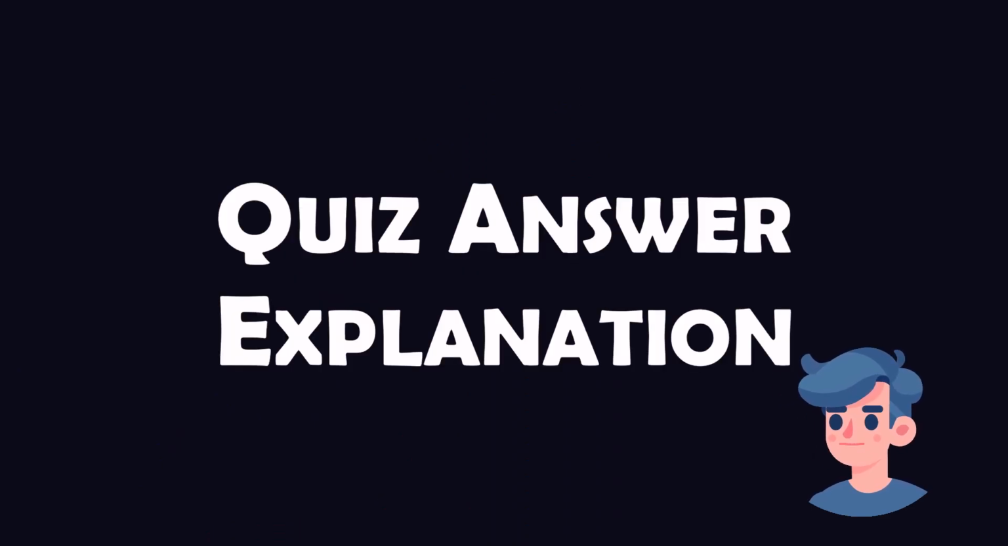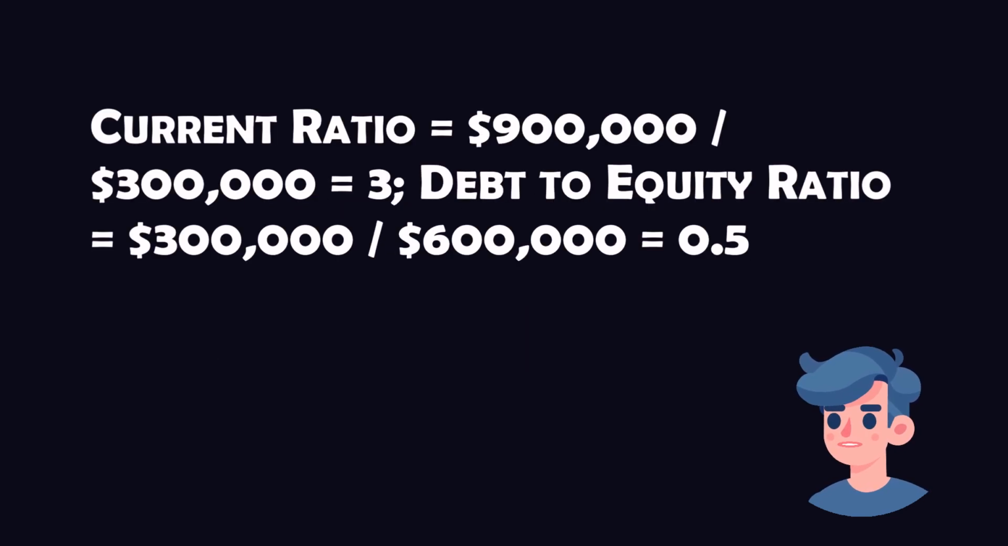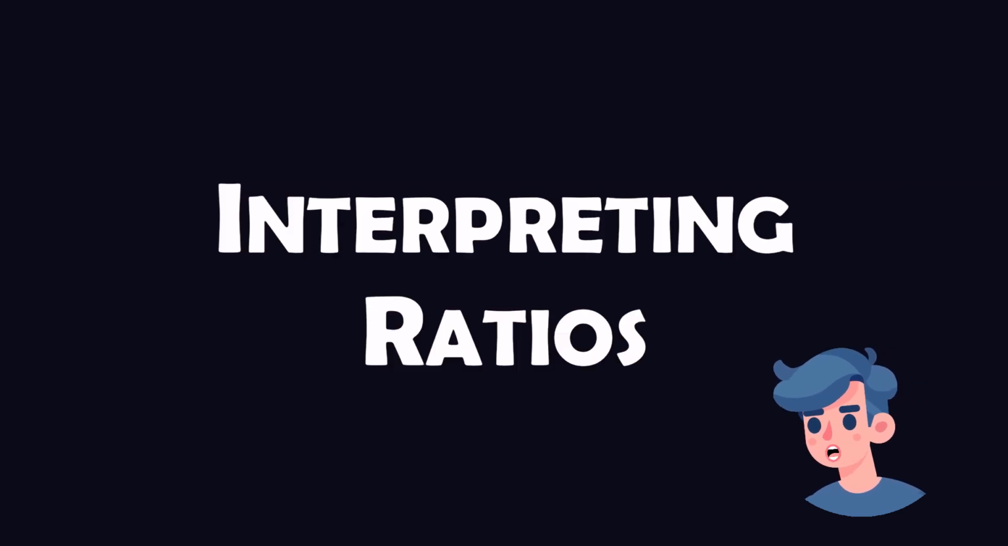The current ratio is 3. Current assets are assumed to be equal to total assets minus non-current assets. Here we assume all assets are current, calculated as $900,000/$300,000. The debt-to-equity ratio is 0.5, calculated as $300,000/$600,000. Interpreting these numbers helps in making informed decisions.